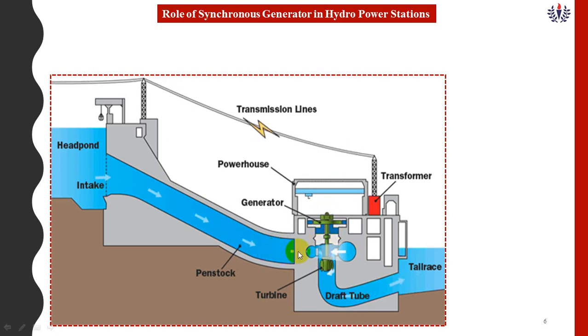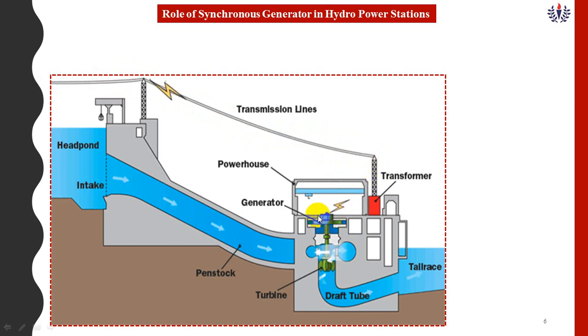Based upon the water pressure flow inside the turbine, this turbine will convert force energy into mechanical energy. The generator will convert mechanical into electrical energy. This generator is connected through the powerhouse, and there will be a transformer. Whatever energy is converted will be transferred to the transformer, which will step up or step down, and then be transferred to the transmission lines.